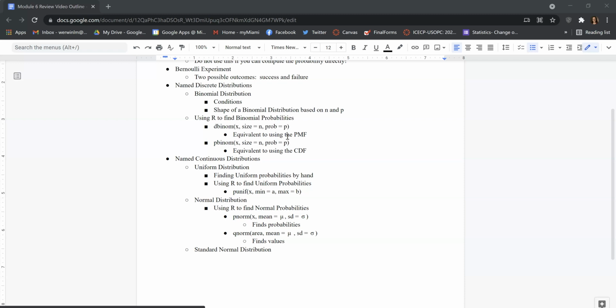pnorm, in summary, finds probabilities. qnorm finds values. So when you're asked to work with a normal distribution, make sure you keep those functions straight.